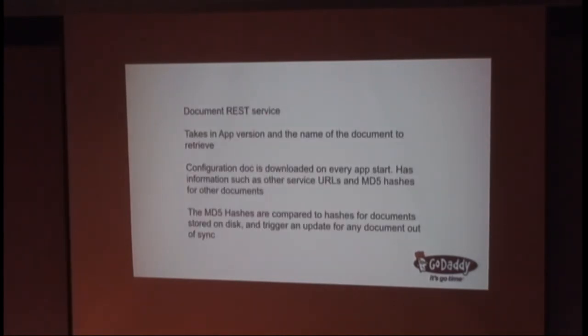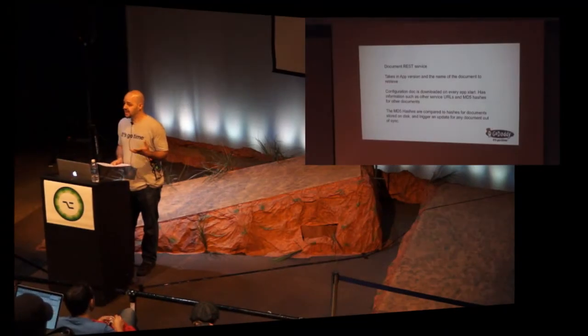The GDAppConfiguration doc will be downloaded from our service on every app start and has information such as service URLs and MD5s for other documents stored on disk. If the MD5 hashes from the configuration doc don't match the ones archived on disk, it'll trigger a download of the new document.